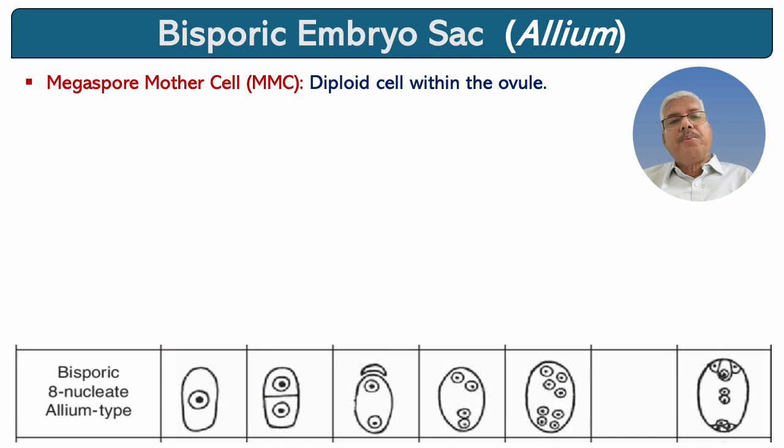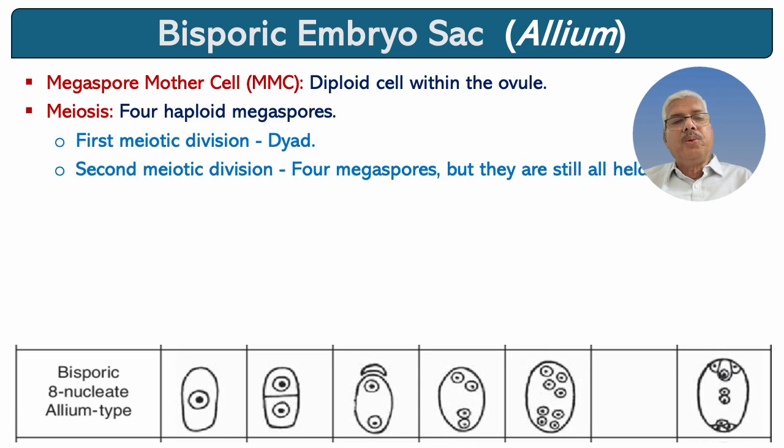The Allium type is named after the Allium genus, which includes onions and garlic. It is a bisporic type, meaning the embryo sac develops from two megaspores. Here is the step-by-step breakdown. The process starts with the megaspore mother cell, that is MMC, within the ovule.